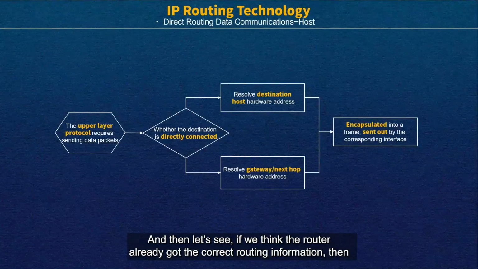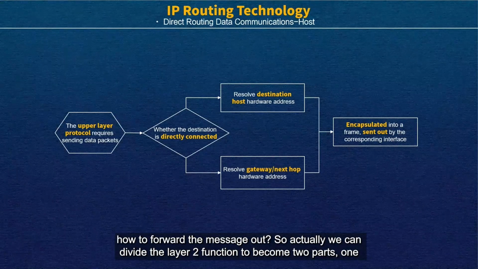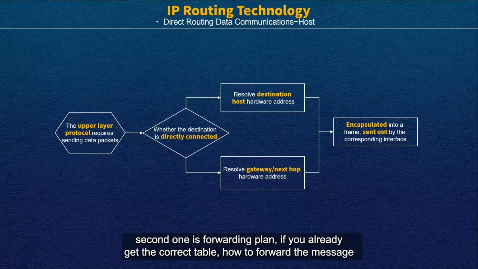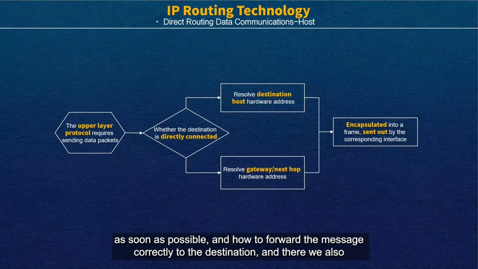And then let's say if now we think the router already gets the correct routing information, then how to forward the message out. So we can divide the layer 3 function into two parts. One we call the control path. In this process, the main function is to get the correct routing table. The second one is the forwarding plane. If you already have the correct table, how to forward the message as soon as possible and how to forward the message correctly to the destination.